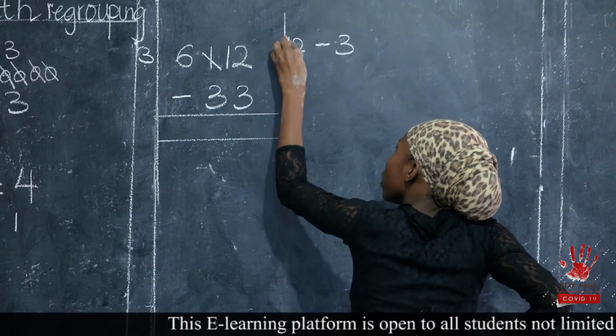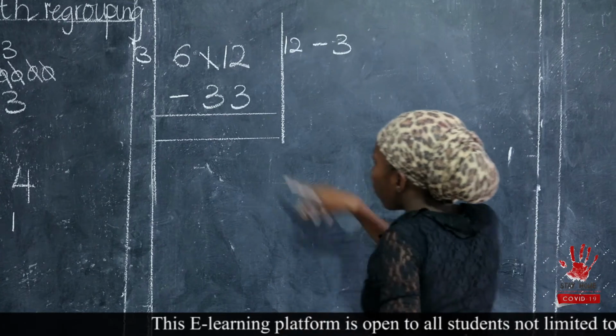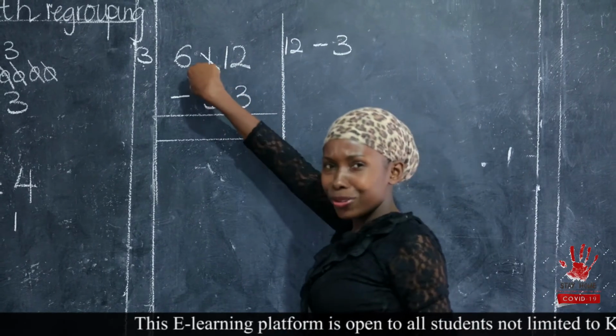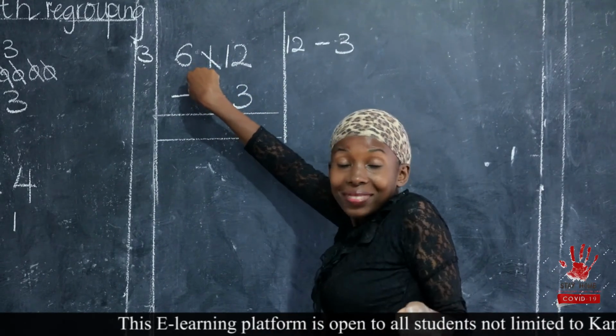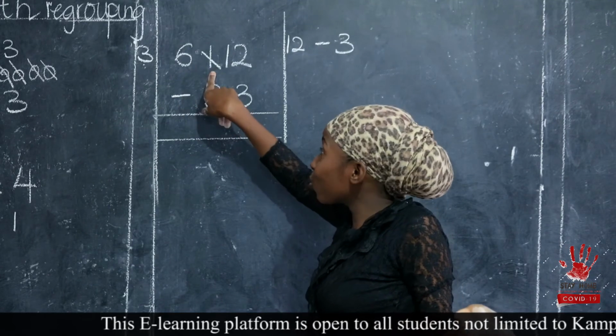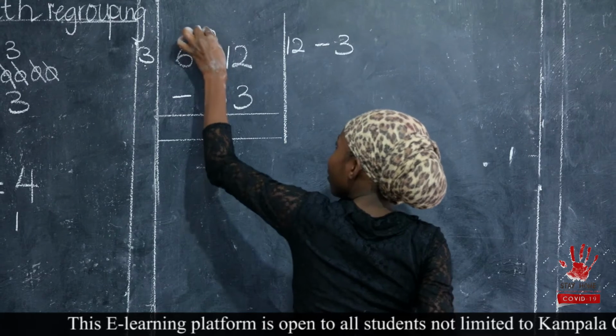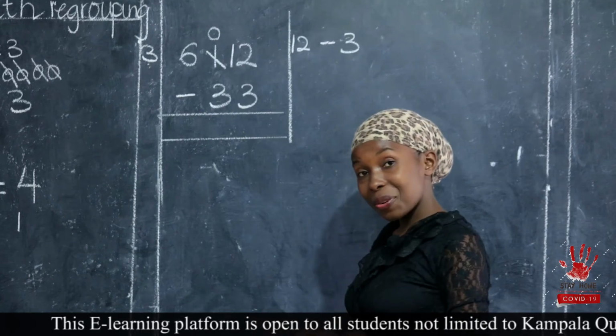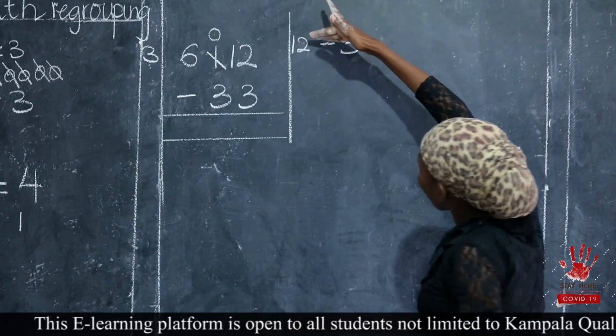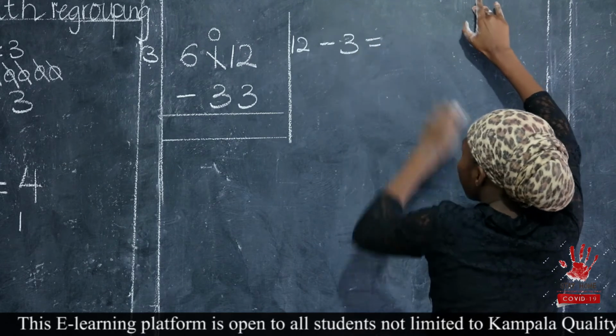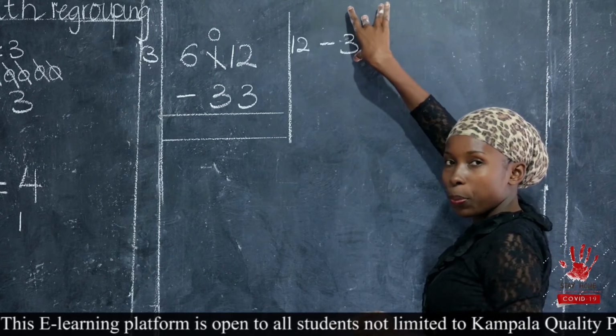And then this neighbor gives us the 1 ten he had, and now the new number becomes 12. And now the neighbor here had a 1. What do you think the neighbor remained with? The neighbor had a 1 and gave it to us, so the neighbor remained with nothing. And that is a 0. So we move to this one.